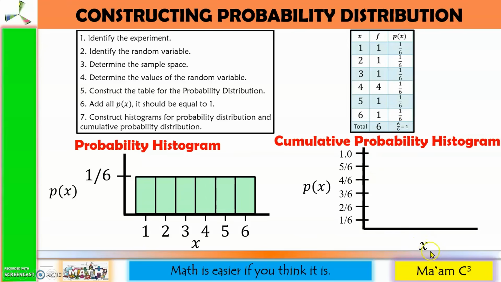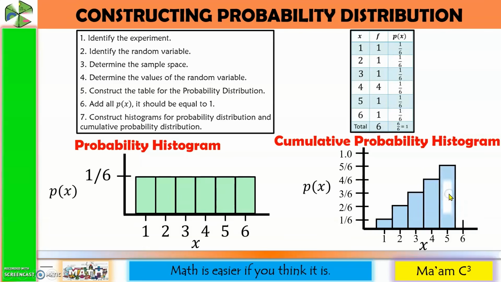Next, for the possible values of the random variable, again, we have 1, 2, 3, 4, 5, 6. Let us draw the bar graph. For 1, we have 1 over 6. For 2, cumulative, it now becomes 2 over 6. For 3, 3 over 6. For 4, 4 over 6. For 5, 5 over 6. And for 6, 1. Take a look at the graph.